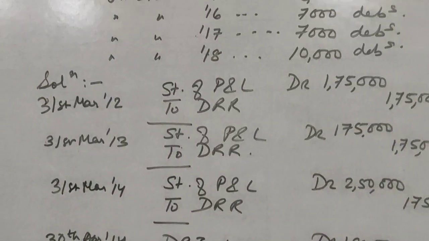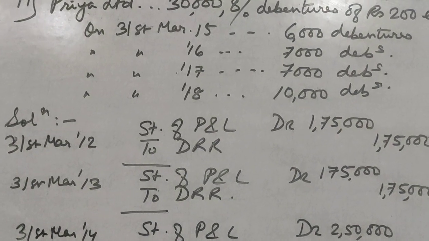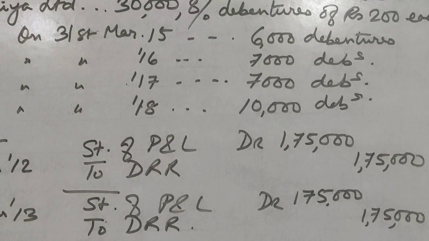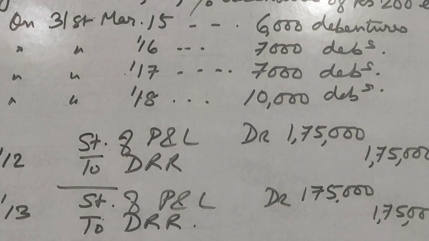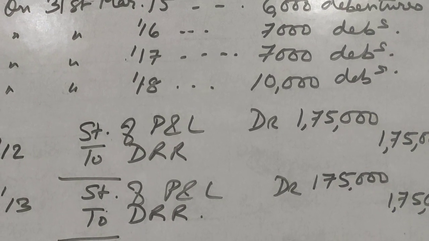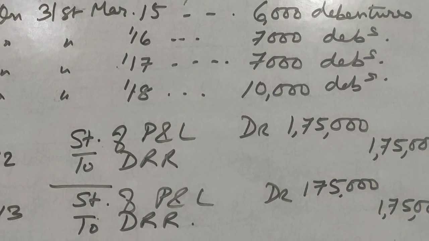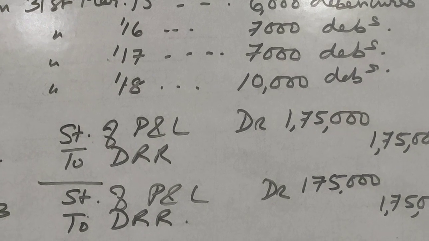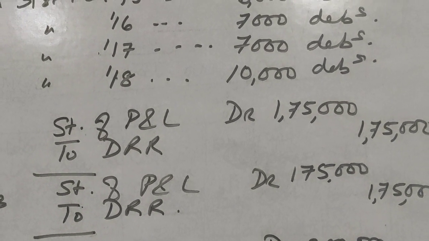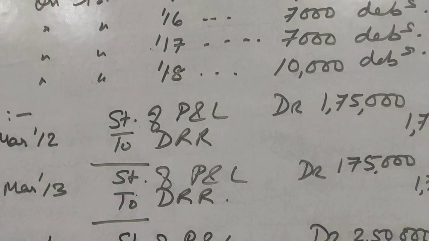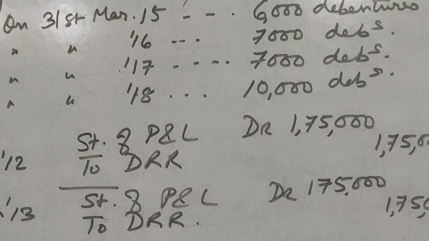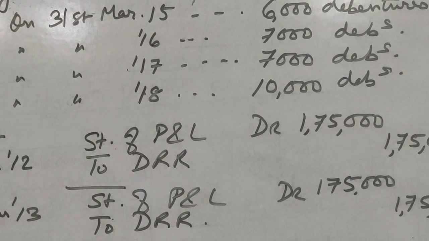Because in the next year, again on 31st March 2017, we have to redeem 7,000 debentures whose face value is 7,000 into 200, 14 lakh. So we have to have investment of 2,10,000, which we are already having. So we don't have to make any further investment this year. That means we simply have to pass the redemption entry on 31st March 2017.